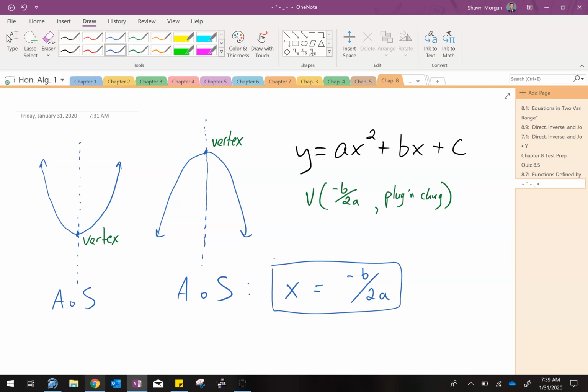Yes. Now let's make sure, what a great point Grady brings up. The axis of symmetry is a line. What is the vertex? It is a point. And those two things are very different. A line has an equation.